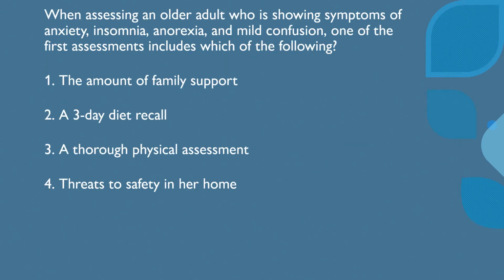When assessing an older adult who is showing symptoms of anxiety, insomnia, anorexia, and mild confusion, one of the first assessments includes which of the following? 1. The amount of family support 2. A 3-day diet recall 3. A thorough physical assessment 4. Threats to safety in her home.